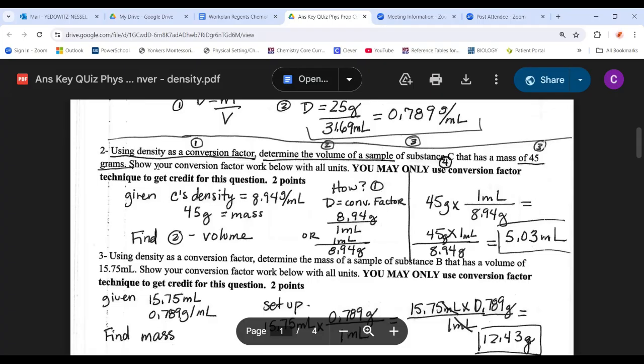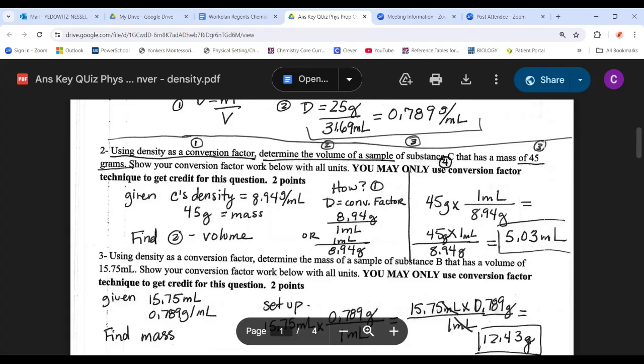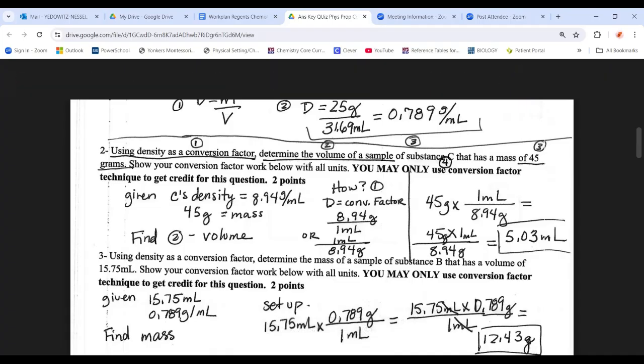So I underlined a bunch of things. First of all, I asked you to use density as a conversion factor. Then I told you what I wanted you to find, determine the volume of the sample. Okay? Then I gave you some data to work with. Your sample has a mass of 45 grams. And then I asked you to please show all your conversion factor work below with all your units.